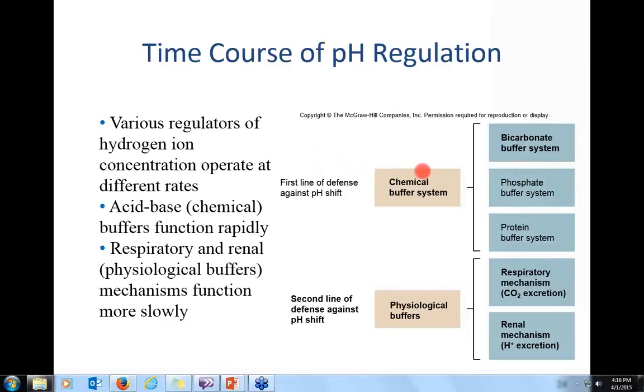The first line of defense against changes in pH are your chemical buffers. Again, bicarbonate ion buffer, phosphate ion buffer, and protein buffer. The second line of defense are your physiological buffers, the respiratory and the renal system.